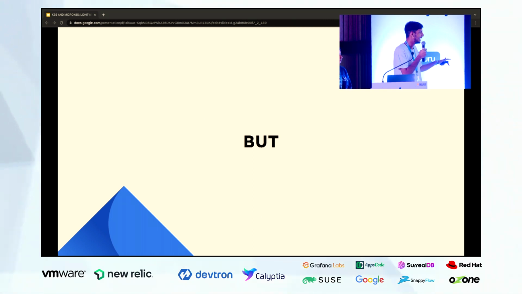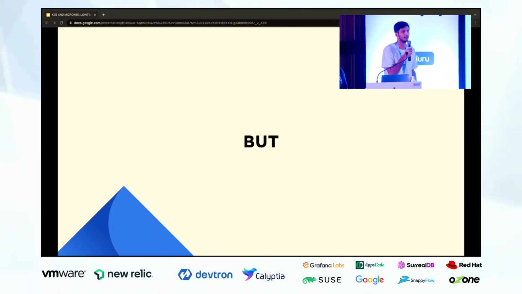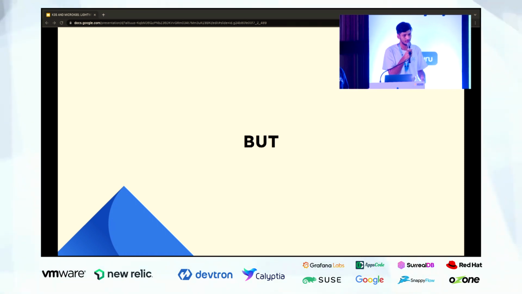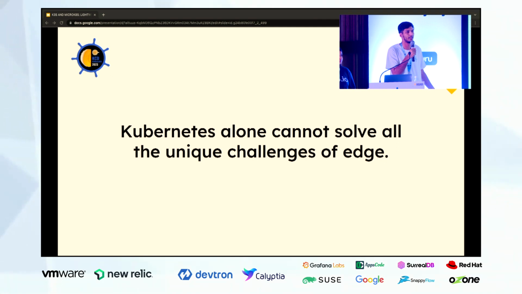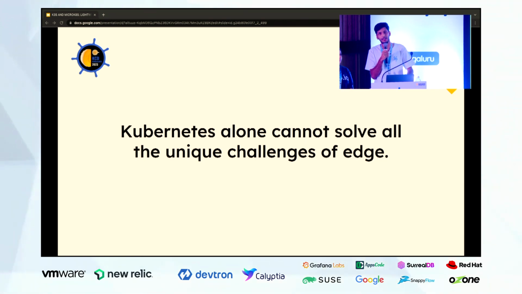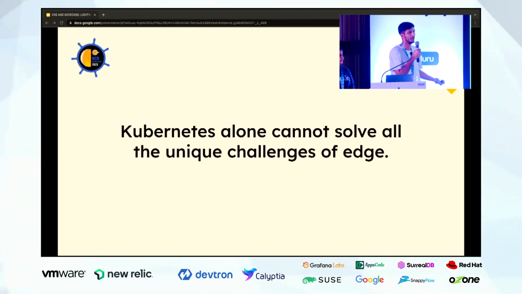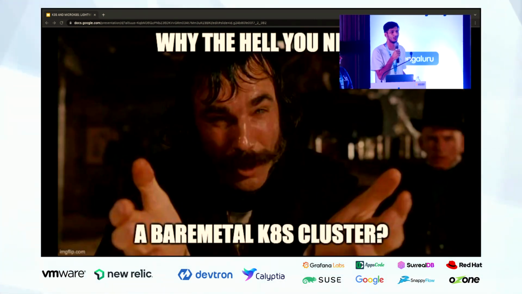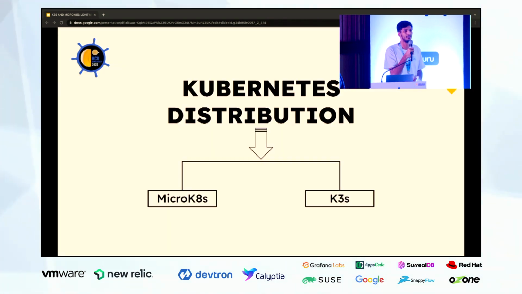Now, Kubernetes has been supporting the edge ecosystem, but again, it alone cannot solve all the unique challenges. Let's say if you are having limited connectivity or resources, Kubernetes might not be the best solution for you. But again, it is helping you to mitigate software-related challenges, and helping you to scale and manage edge applications, as we saw in the earlier slides as well. So why do we need a bare metal Kubernetes cluster? Let's see how some distributions of Kubernetes are helping us in achieving the best solution for edge.